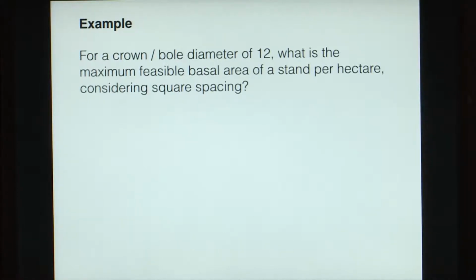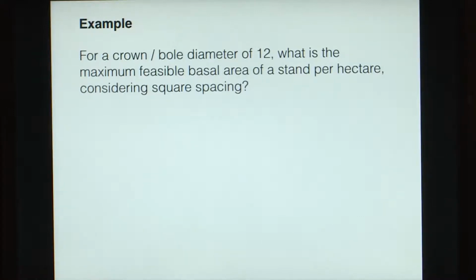Now, basal area of a stand per hectare is when you take any sample plot in your forest stand and you measure the basal areas of all the trees that are in your sample plot, then you sum them up and divide it by the area of the sample plot. This gives you the basal area of the stand per hectare. So, for the given crown over bole diameter of 12, what is the maximum feasible basal area of a stand per hectare considering square spacing?